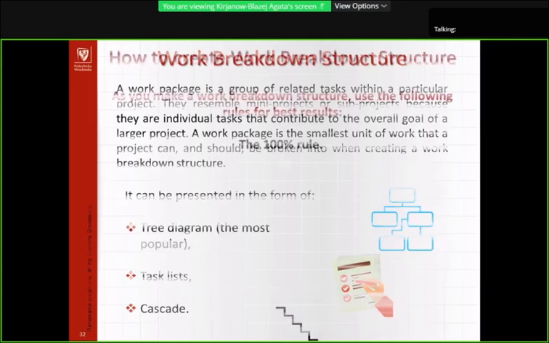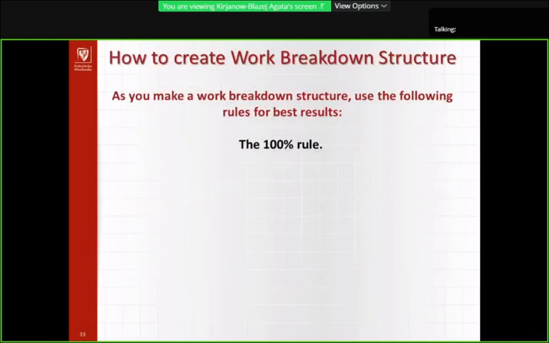As you make a work breakdown structure, use the following rules for best results. The 100% rule. The work represented by your WBS must include 100% of the work necessary to complete the overarching goal without including any extraneous or unrelated work. Also, child tasks on any level must account for all of the work necessary to complete the parent task.